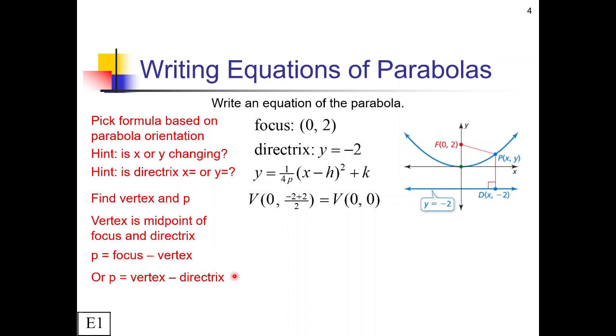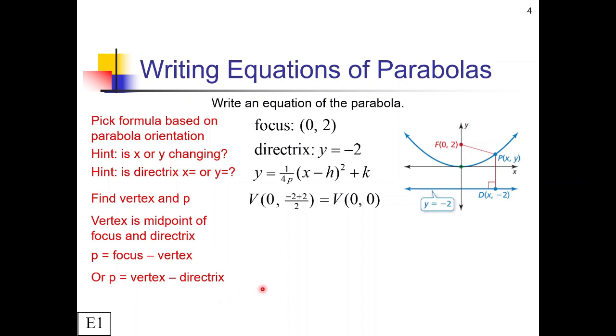And the reason I say that is because you're going to get a p-value that's either negative or positive, and whether it's negative or positive, you'll be certain that it's the correct sign when you plug it back into this formula if you've done the subtraction in this order.